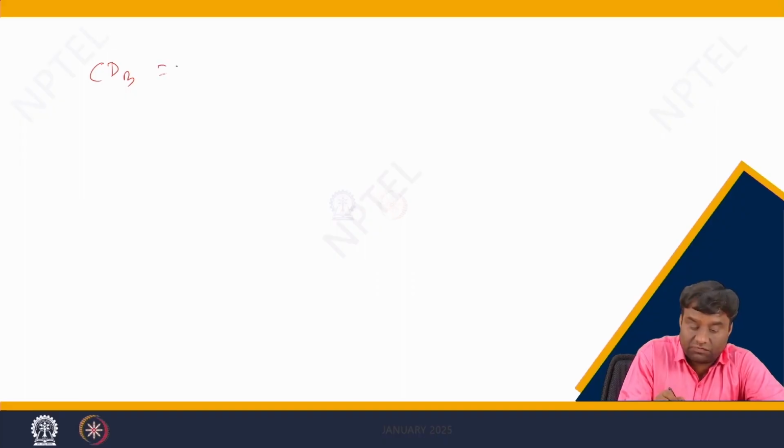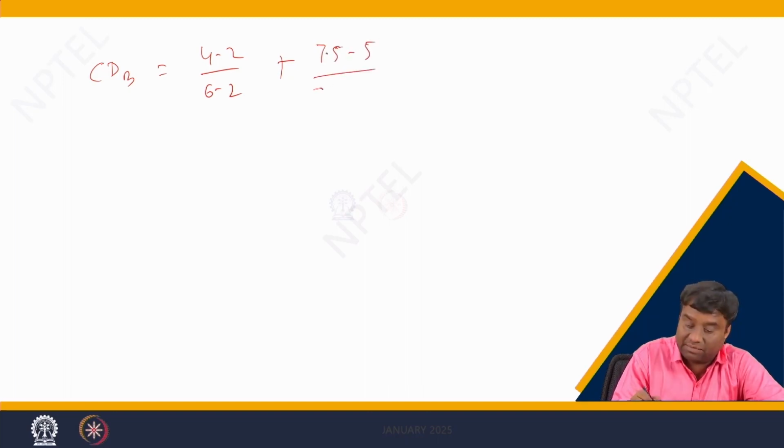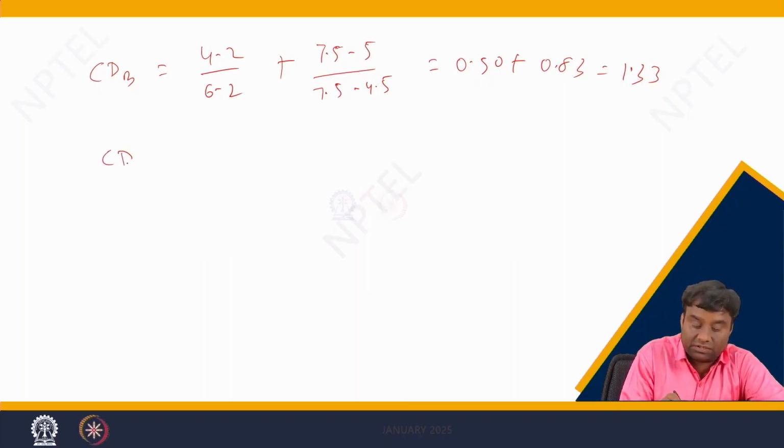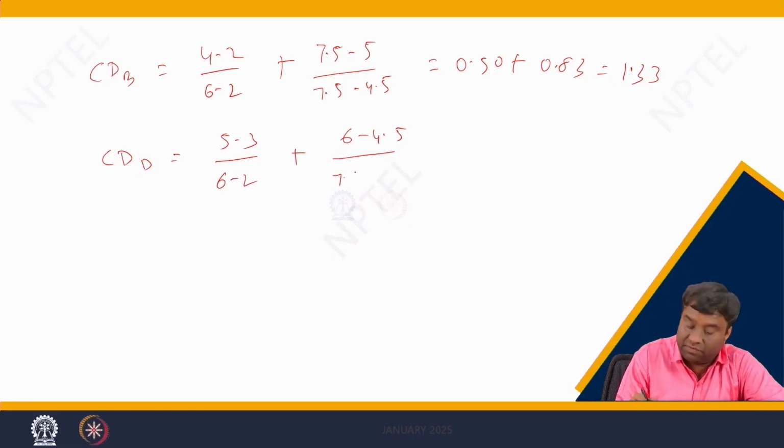CDB equals, for time, 4 minus 2 by 6 minus 2. For cost you will get 7.5 minus 5 by maximum 7.5, minimum 4.5. So there we will get 0.50 plus 0.83, so you will get 1.33. Similarly, the crowd distance for D will be 5 minus 3 by 6 minus 2 plus 6 minus 4.5 by 7.5 minus 4.5. So that is 0.5 plus 0.5, that is 1.